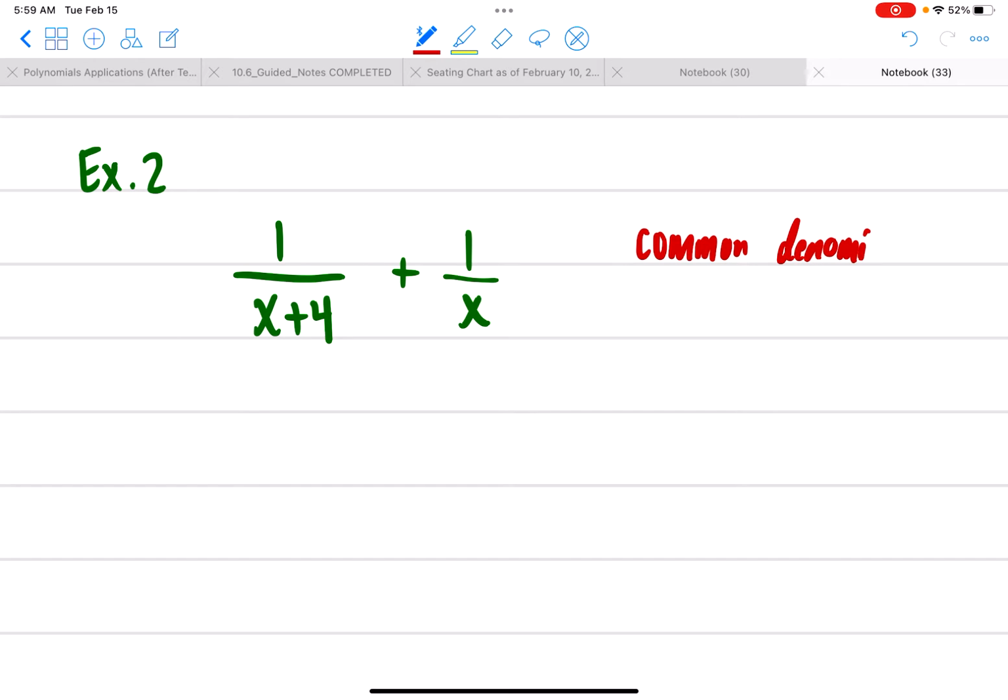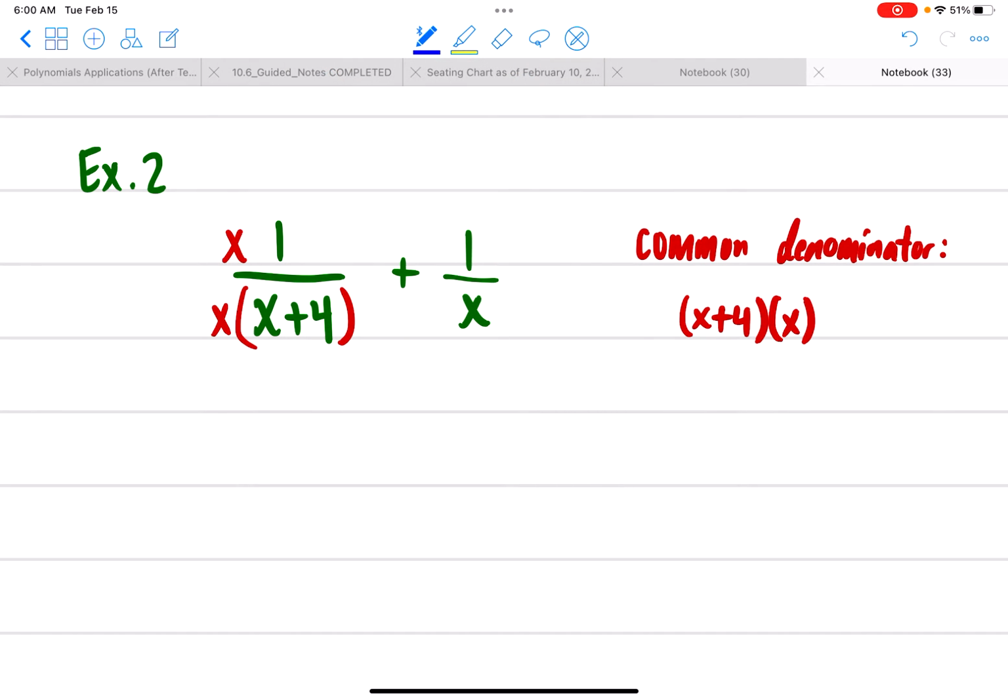And I'm not going to suggest this in every case, but in most cases I suggest this. The common denominator is going to be the product of these two things. So it's going to be x plus 4 times x, okay? So in doing this, the question here is for this term right here, what do we need to do to the denominator to get it to be x plus 4 times x? Well, the bottom needs an x here. And if you're going to multiply the bottom by x, you need to multiply the top by x as well.